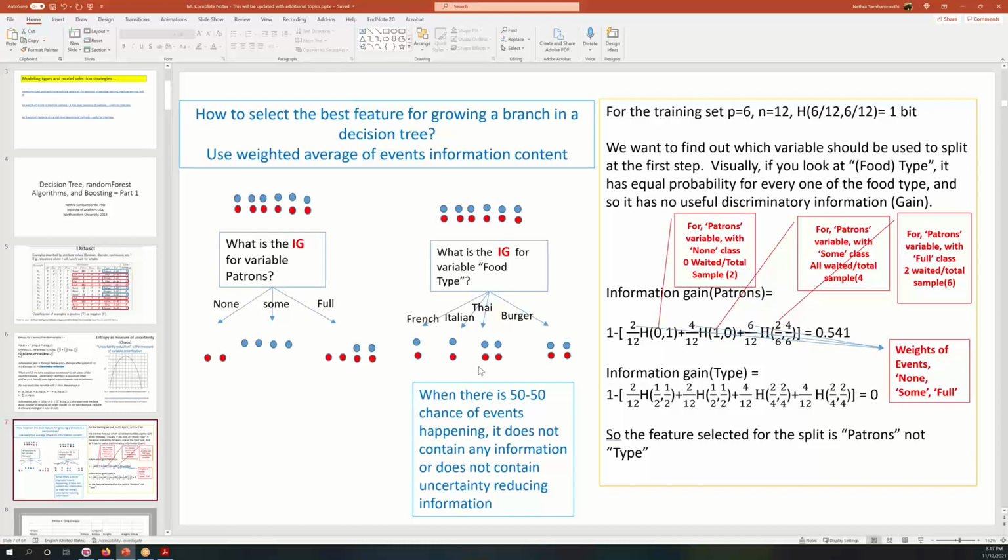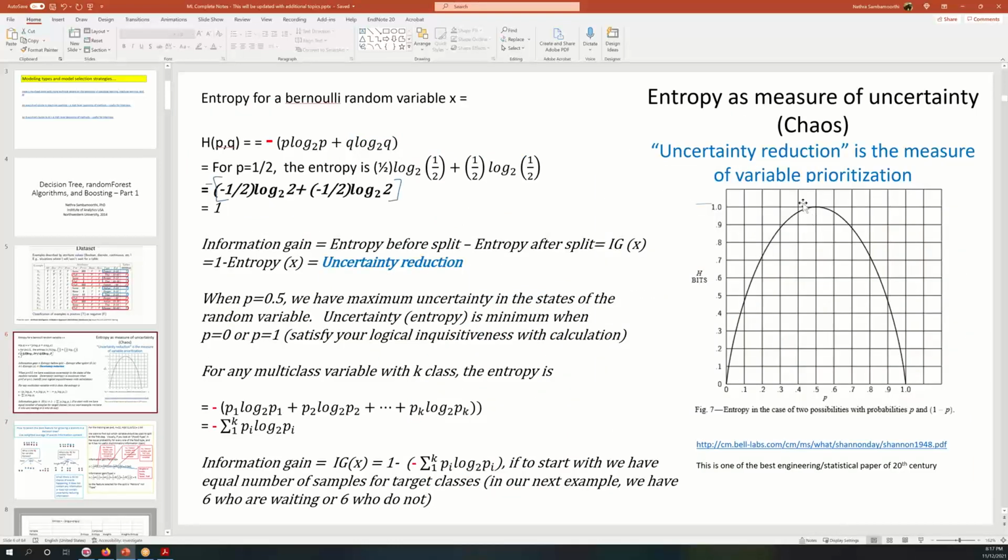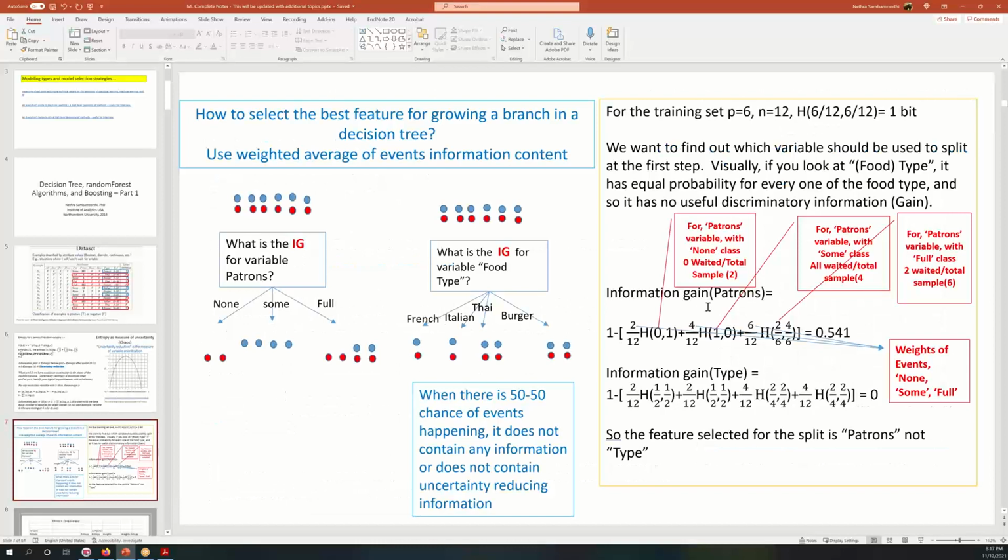Okay, got it? If the entropy is maximum here, that is the most uncertain thing, you cannot discriminate it either way. But if you have this, you can say this is more likely to fall and this is less likely to fall. The closer you get, the easier it is to discriminate. So that's what we are saying here, the information going back and forth between uncertainty and information gain. Food type has equal probability for every one of the food types, so it has no useful discriminatory information. That means no gain you can achieve.